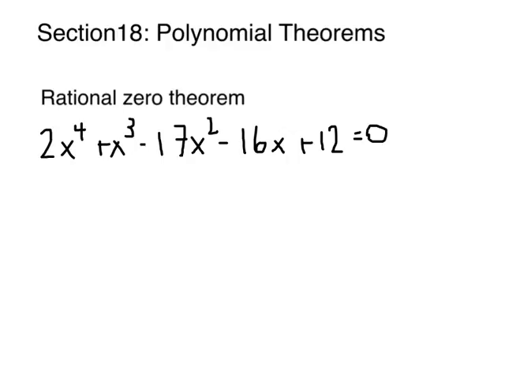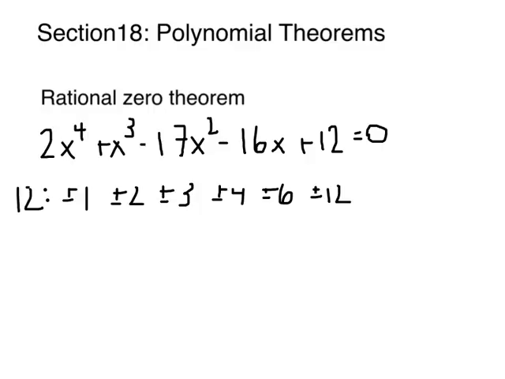We would take the factors of the 12. All of the factors of 12 are plus or minus 1, plus or minus 2, plus or minus 3, plus or minus 4, plus or minus 6, plus or minus 12. Then we take the factors of the first term. We have 2. You don't need to include plus or minus on the factors of the first term because then they start repeating themselves. So you can just write the factors of 2, which are 1 and 2.